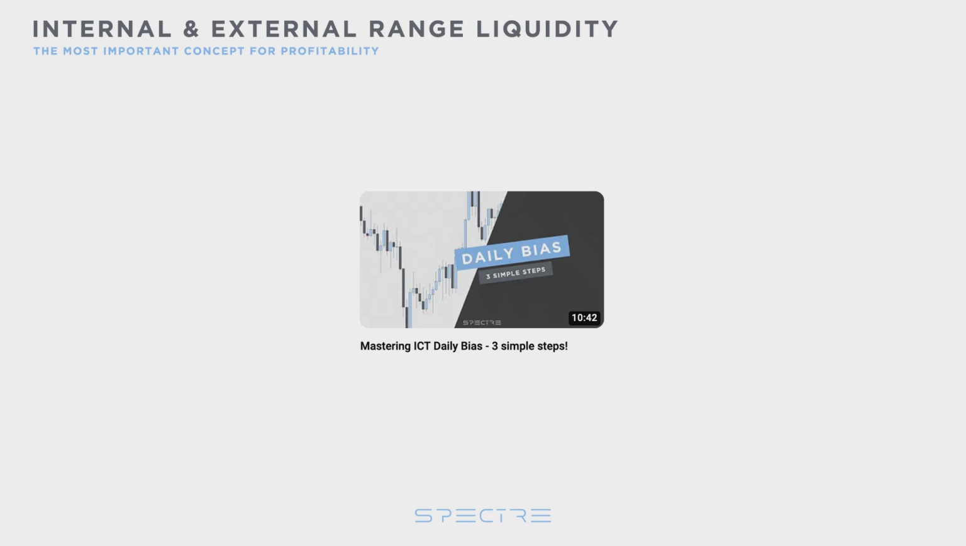Now, you might be wondering, how is this related to internal and external range liquidity? Internal range liquidity are inefficiencies, right? And external range liquidity are swing highs and swing lows. So from that, you might have already been able to work out where I am going with this, and the relationship between the two. Price will always look to seek external range liquidity before seeking internal range liquidity, which is the same as the two functions in price.